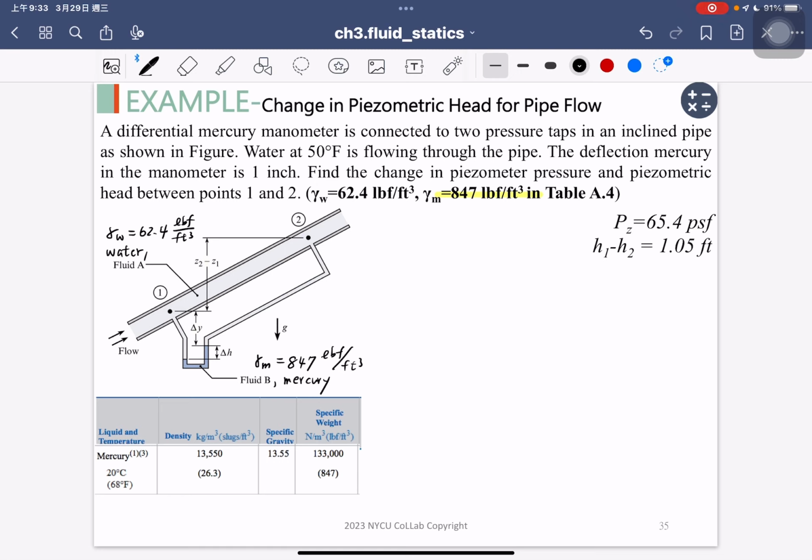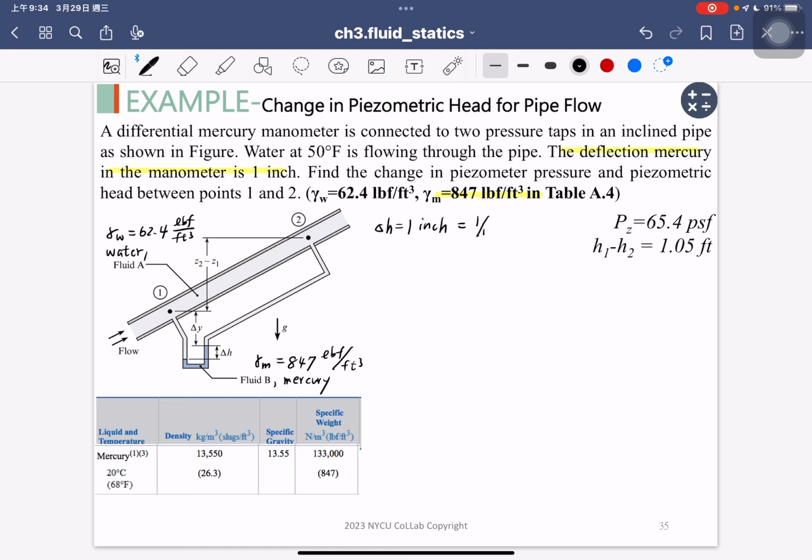Okay, so what are the questions? We only know the diffraction height in here. We have a diffraction height, and the number here is delta H, which is 1 inch. But we consider our unit to be feet, so the first thing we should do is convert the diffraction height of 1 inch to feet.